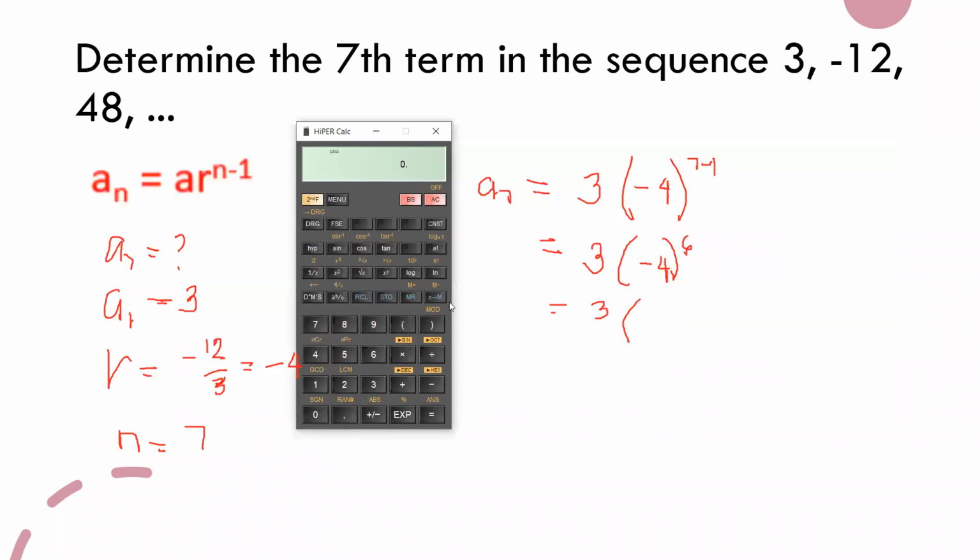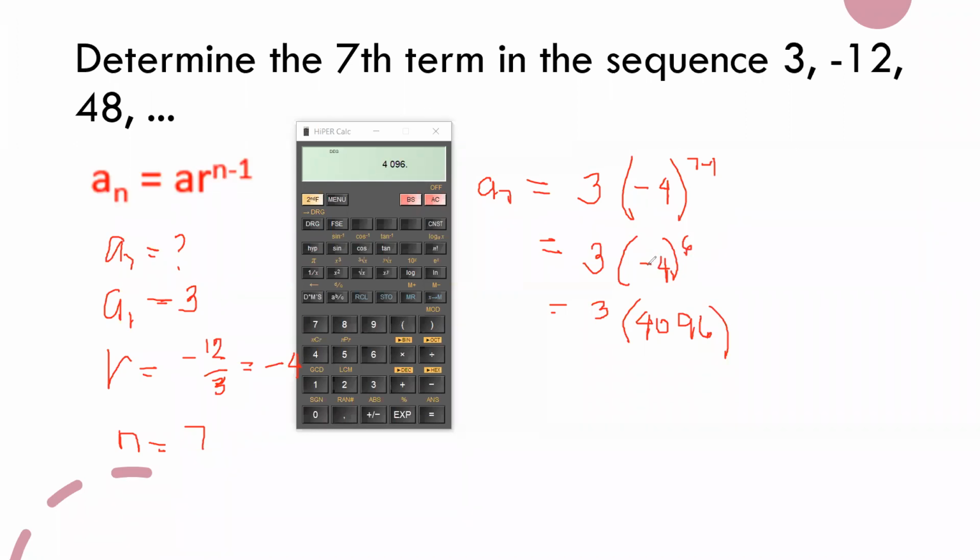Punta tayo dito. We have negative, nasaan ang negative natin dito? Ito, negative 4. Negative 4 raised, close parentheses, raised to 6. So that is 4,096. 4,096. Do you have the same answer as 4,096? Opo. Check natin ha.